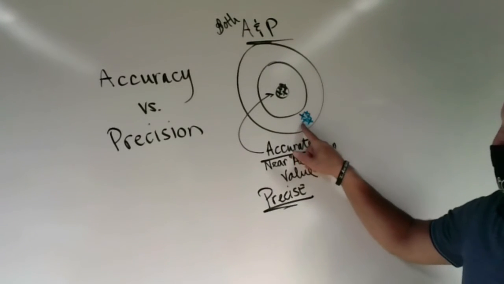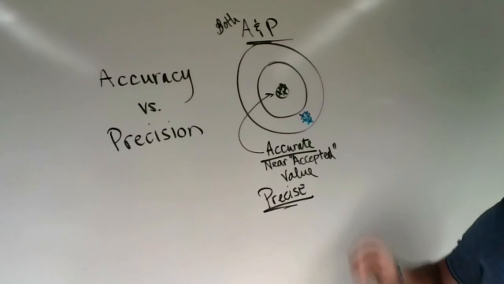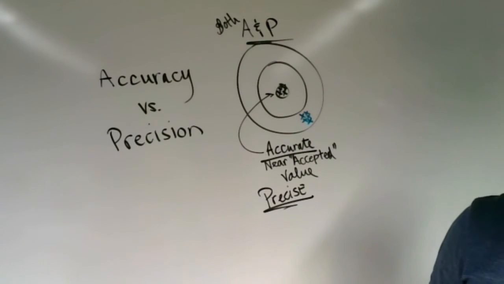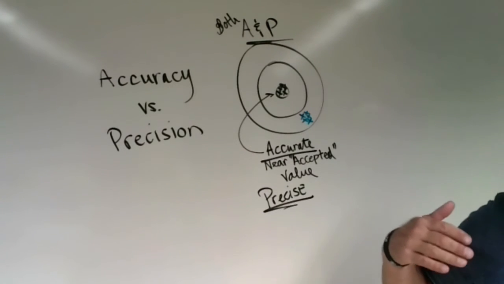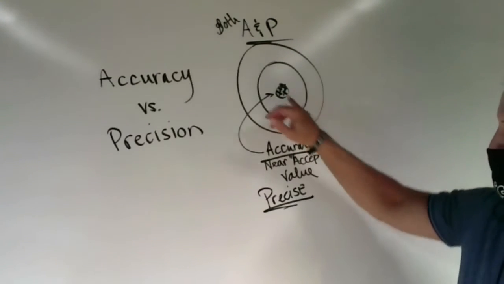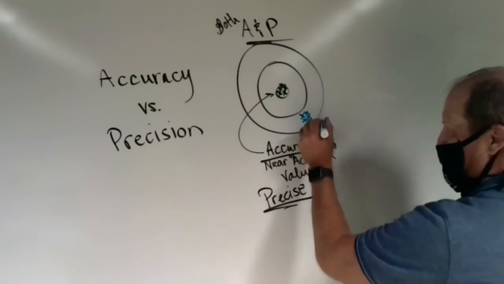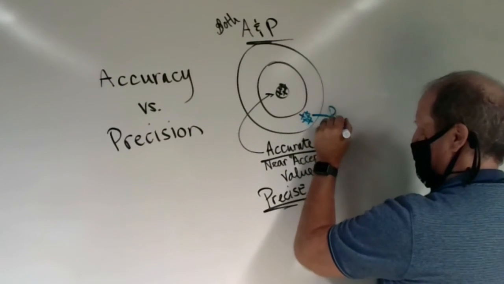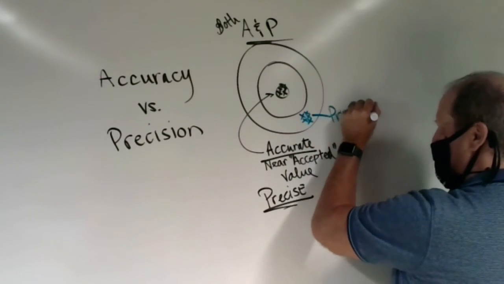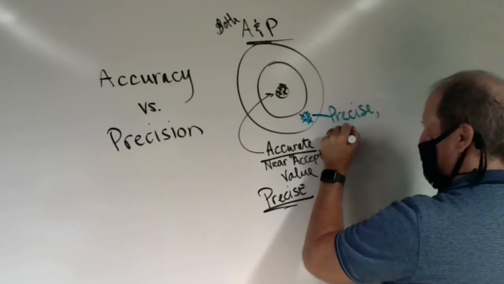So what happens if I have 5 over here? What do we have? It's precise, but it's not accurate because it's not near the accepted value. So this little cluster right here is precise, but not accurate.